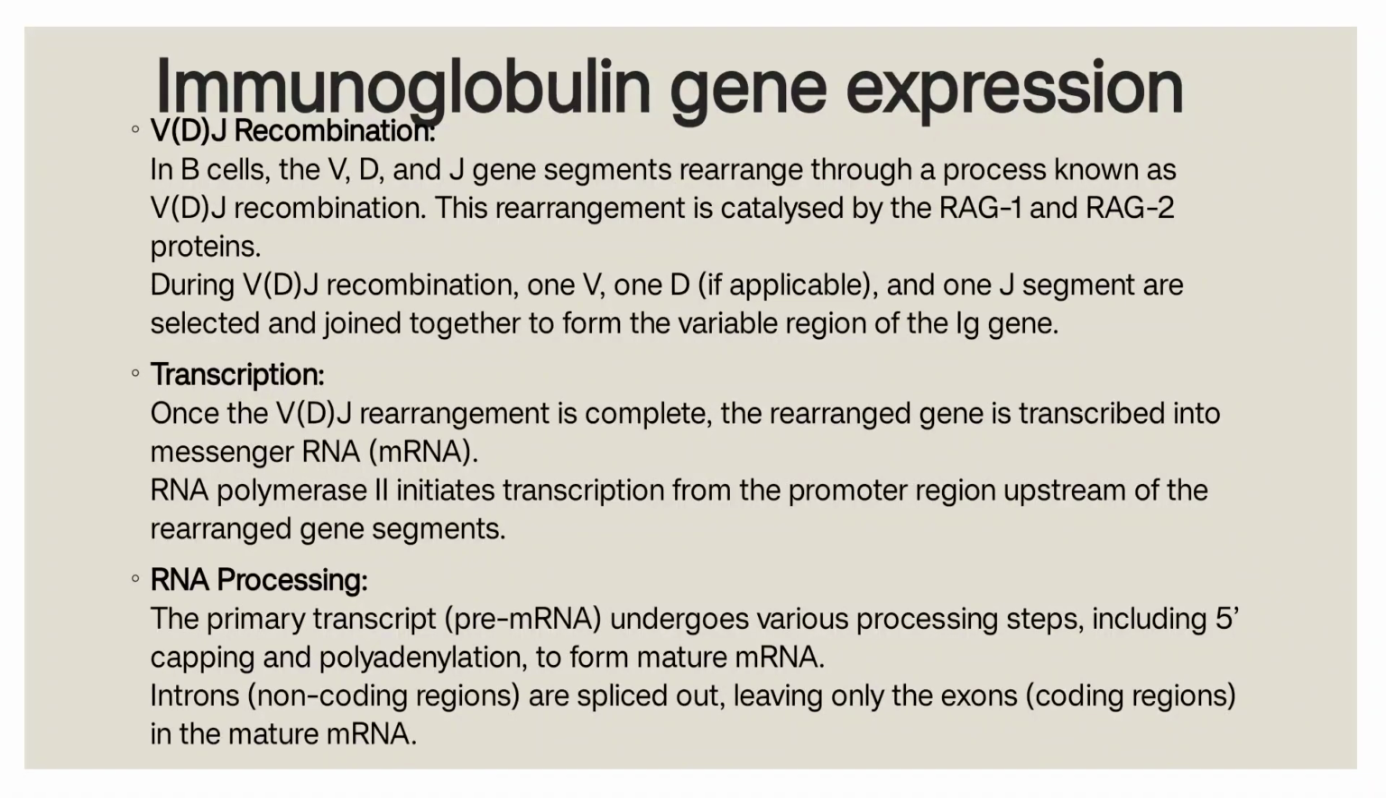Next one is RNA processing. The primary transcript, that is pre-mRNA, undergoes various processing steps including 5' capping and polyadenylation to form mature RNA. Introns, that is non-coding regions, are spliced out or removed, leaving only the exons, that is coding regions, in the mature mRNA.